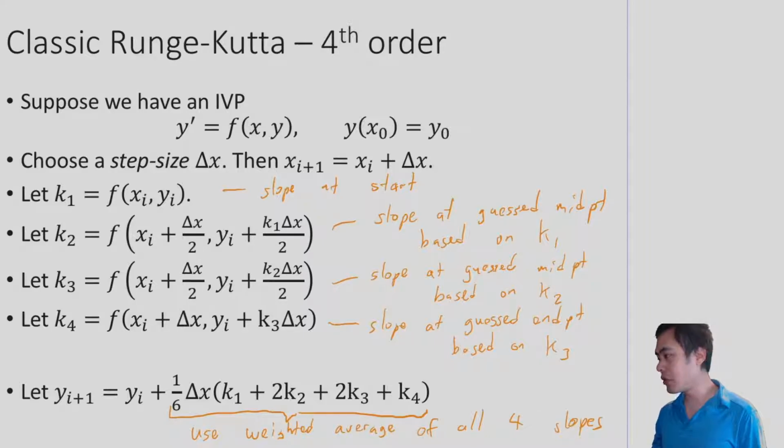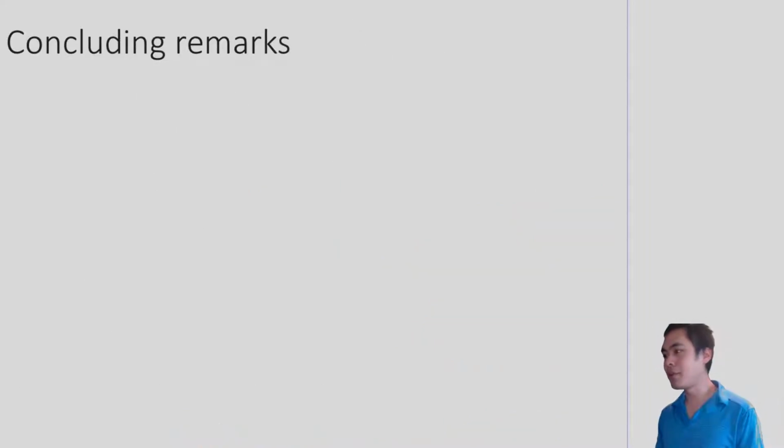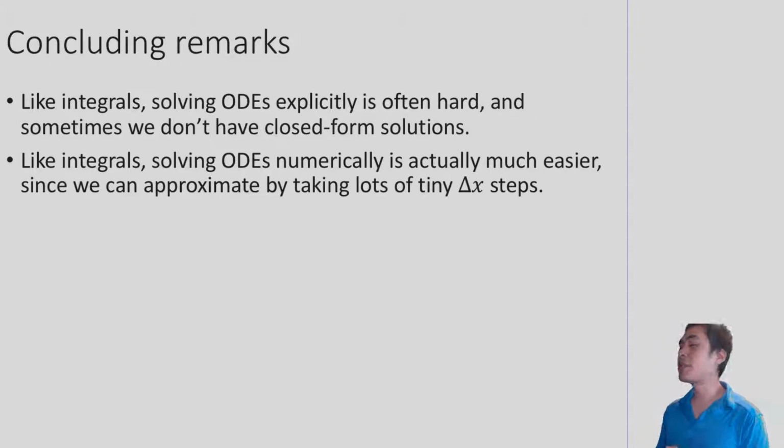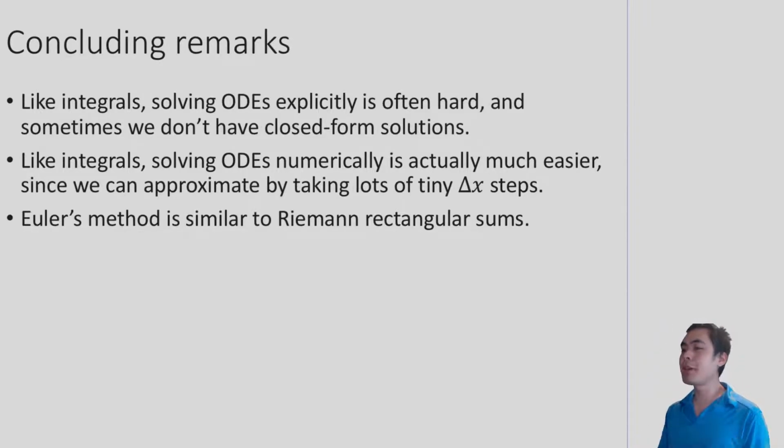And so just a few concluding remarks, since I'm running out of time, and I'm definitely not going to get to lecture 9a today. So like integrals, solving ODEs explicitly is often hard, and sometimes you don't have closed form solutions. Like integrals, solving ODEs numerically is much easier since we can approximate by taking lots of tiny delta x steps. In some sense, Euler's method is similar to Riemann rectangular sums, since you're basically just taking a single point, using that endpoint to guess the value along the entire thing.